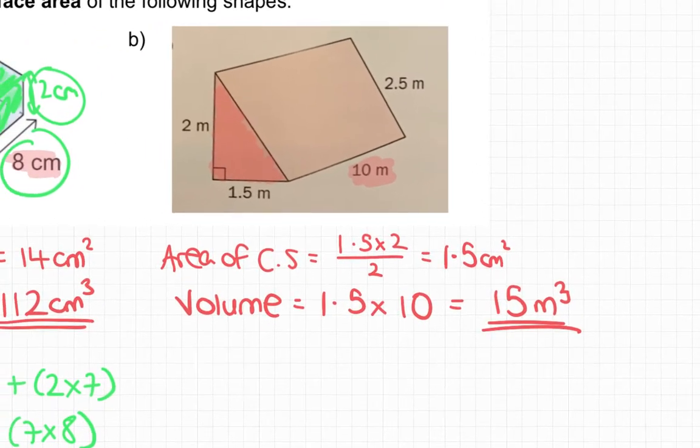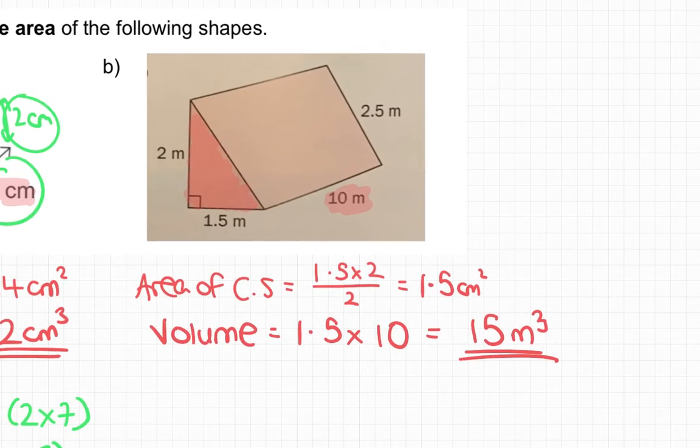Okay, for part B then, if we want to work out the surface area of this shape, we need to work out the area of each face and add them all together. So this shape will have 5 faces. It's got the triangle at the front, triangle at the back, and then there'll be 3 rectangles going round it. So the surface area is going to be the area of this front one. I've already done that. That was 1.5.